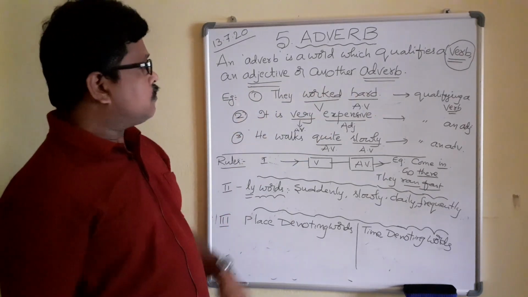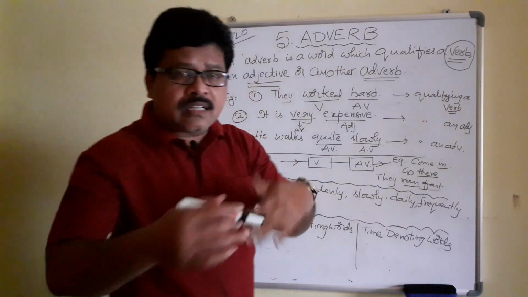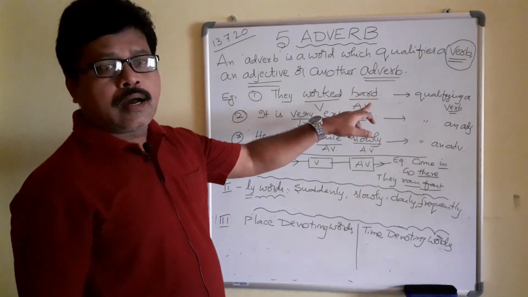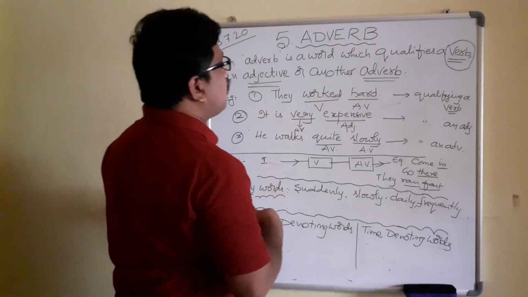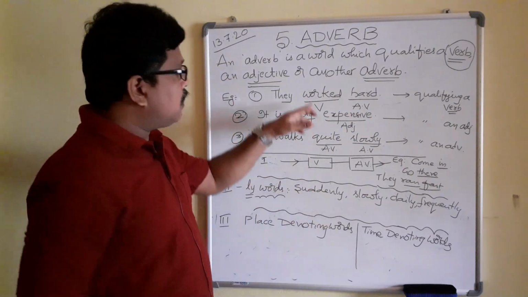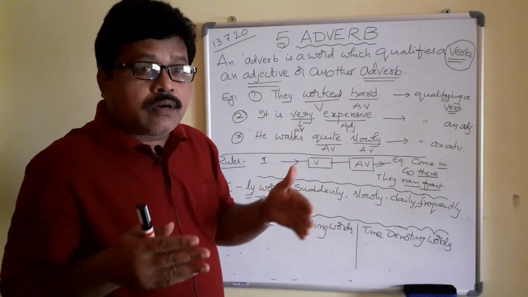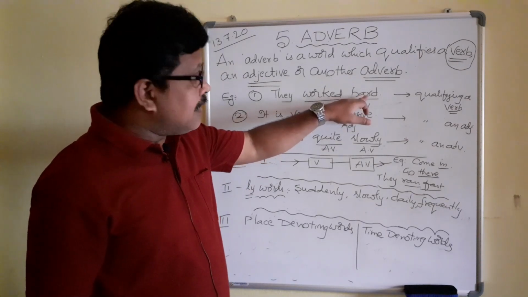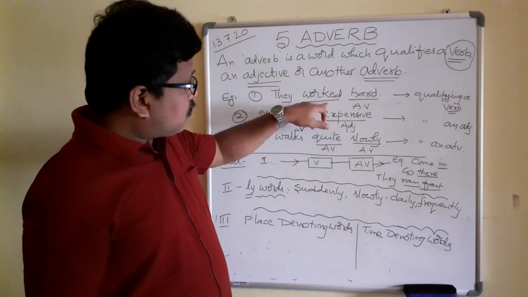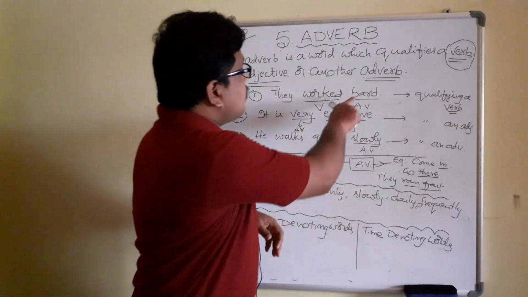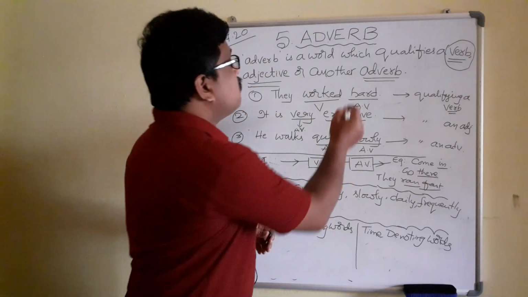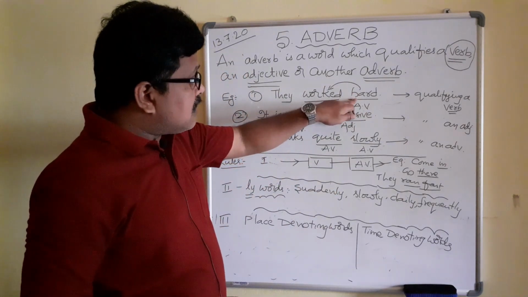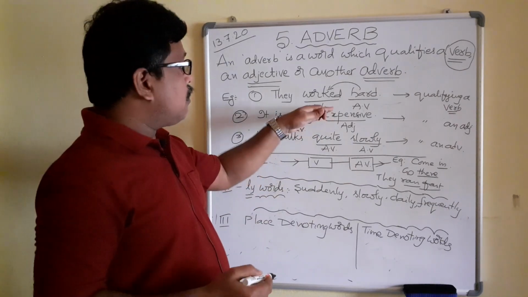Now examples. First, how does it describe a verb? They worked hard. First of all, what is worked here? Verb. How did they work? They worked hard. This word hard is connected to the verb worked. It is interlinked with the verb, so this word describes it, adding something to the meaning of the verb.